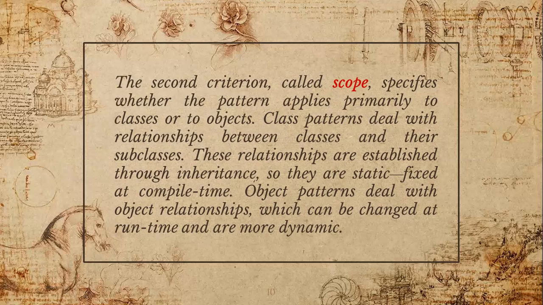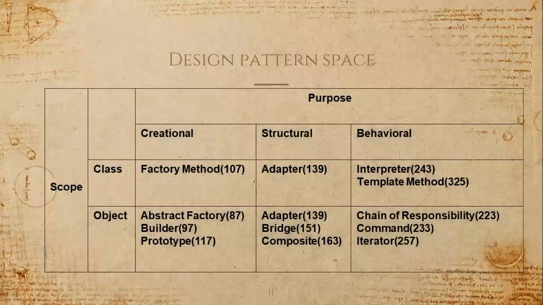So they are static and fixed at compile time. Here the object patterns deal with object relationships, which can be changed at runtime and are more dynamic. Now, let us see the design pattern space in the table format.